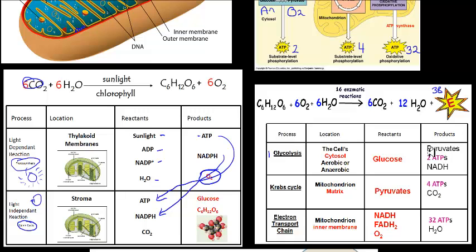So add these all together. If you breathe, you can make 38 ATPs, up to 38 ATPs. And if you can't breathe or oxygen is a poison to you, you only get those 2.